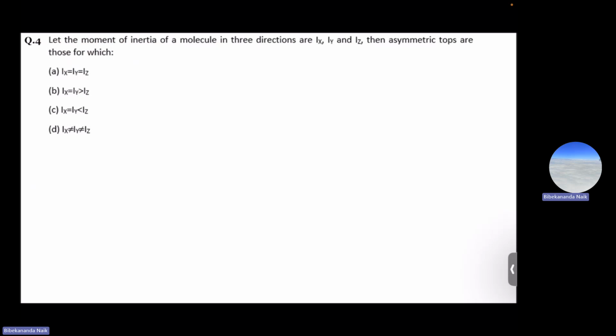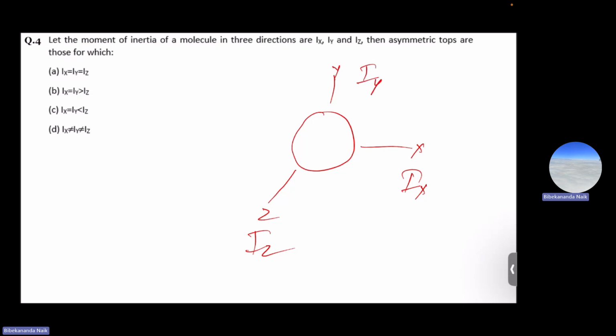So these are the four options and we need to find out, suppose this is a molecule and it has three directions x, y, z. So the moment of inertia along x is Ix, this is Iz and this is Iy. In which case will it be called an asymmetric top? So that we need to find out. I'll give you a few minutes and then we'll discuss.